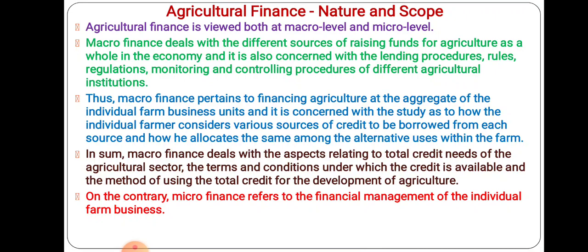On the contrary, micro finance refers to the financial management of the individual farm industry or individual farm business. In short, macro finance deals with the whole economy, or the whole agriculture sector, and micro finance is the financial management of the individual farm business. This is the nature and scope of agriculture finance.